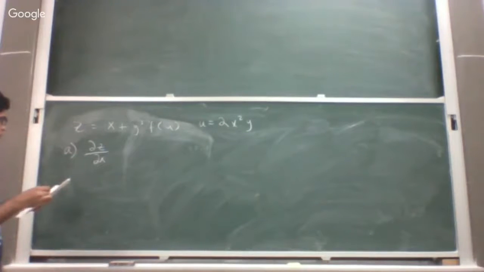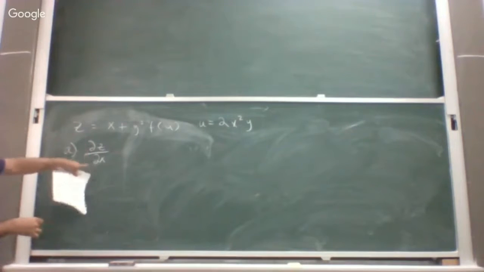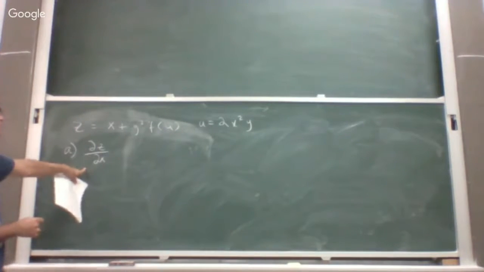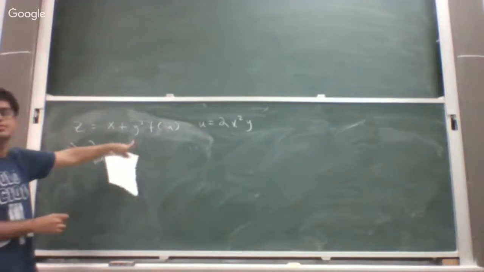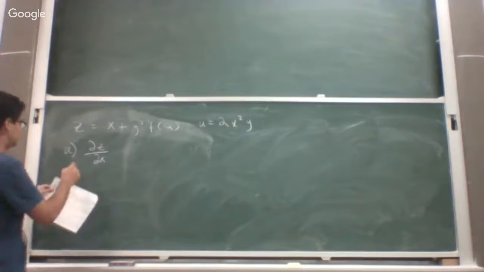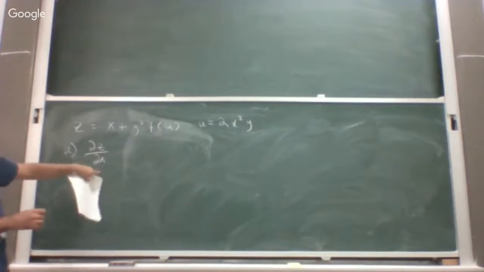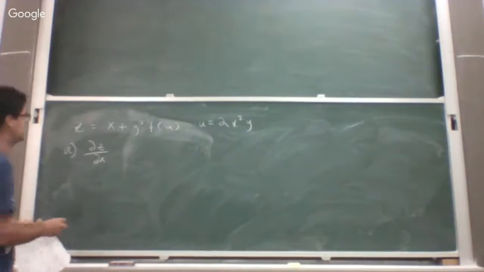For part A, we need to find the partial derivative with respect to x. So what do we keep constant? Y. Because z is a function of x and y. Since we're doing the partial derivative of z with respect to just x, we keep y a constant.